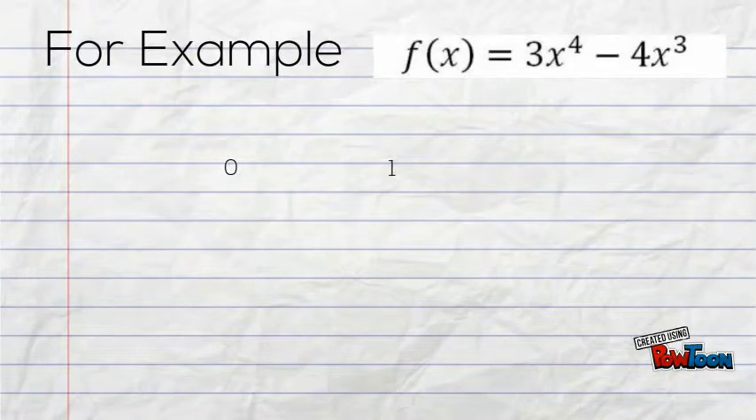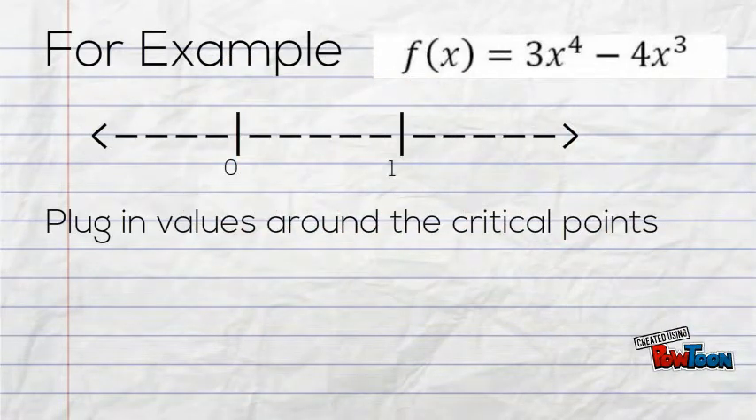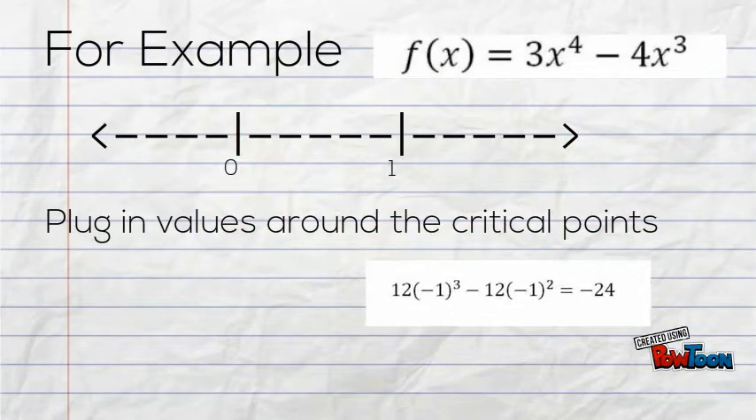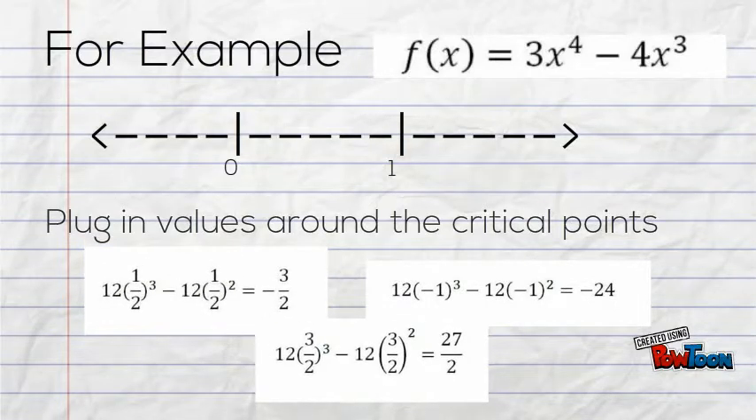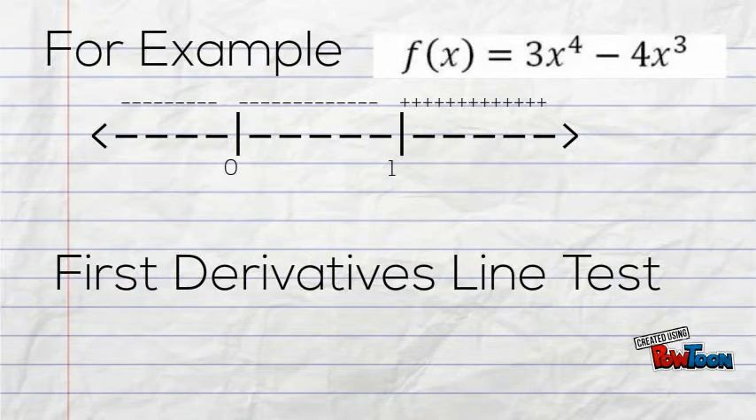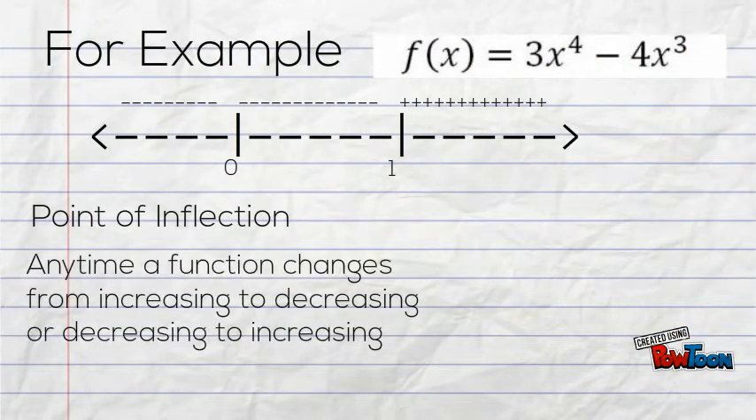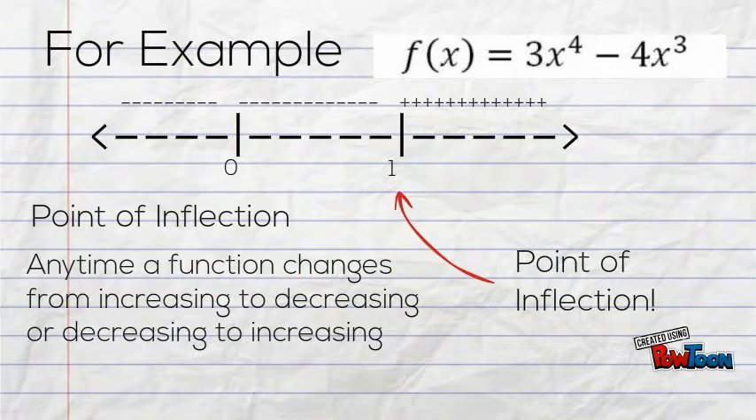In order to find our points of inflection, next we draw a number line and plug in x values around our critical points into the first derivative. Let's try -1, 1/2, and 3/2. This is our first derivative's line test. Plugging in these values gives us negative, negative, positive. Since the value changes from negative to positive, we can state that x equals 1 is the point of inflection.